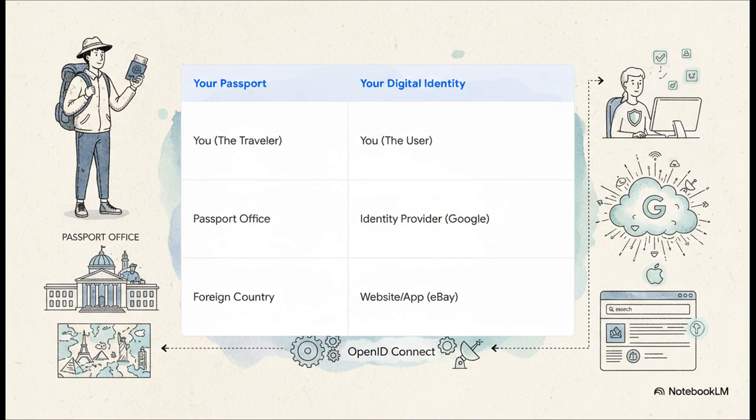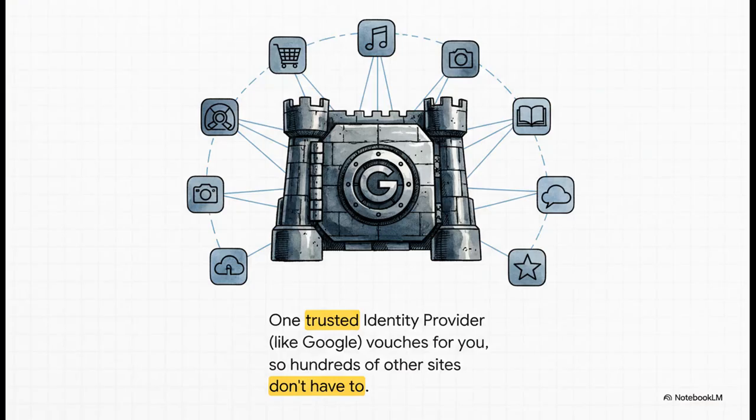Now look at the right side. In the digital world, you're the user. Your identity provider, like Google or Apple, is that trusted passport office. And the website you want to get into? That's the foreign country that trusts your digital passport completely. So here's the key takeaway. One super secure, trusted company vouches for you. This means that hundreds of other websites don't have to take on the huge risk and responsibility of proving who you are and keeping your info safe. The whole system is just built on trust.